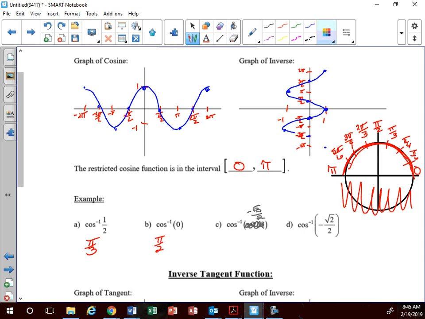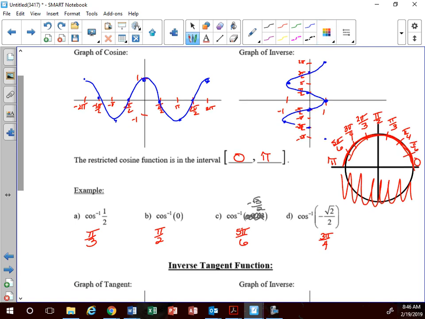Okay, remember cosine's the x value. Inverse cosine negative root 3 over 2. All right, it's negative, so I know I can only look in that second quadrant. Where is it negative root 3 over 2? Five pi over 6, good. All right, and negative root 2 over 2? Good, 3 pi over 4.